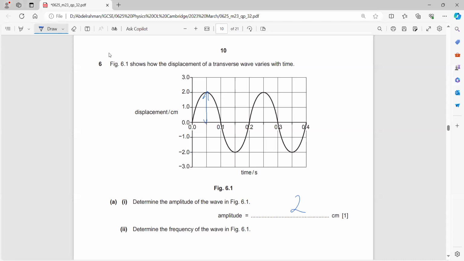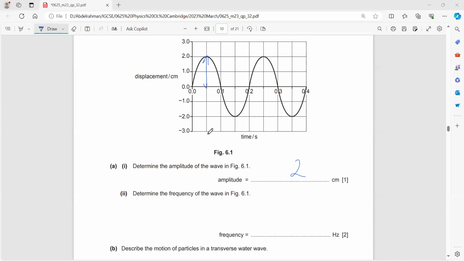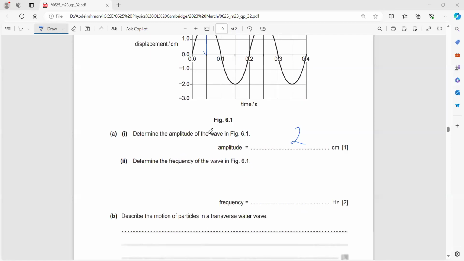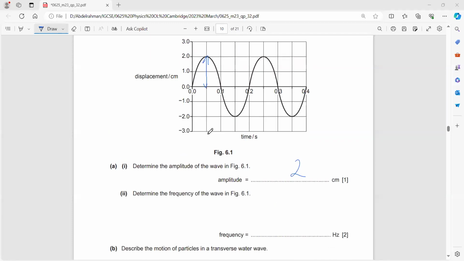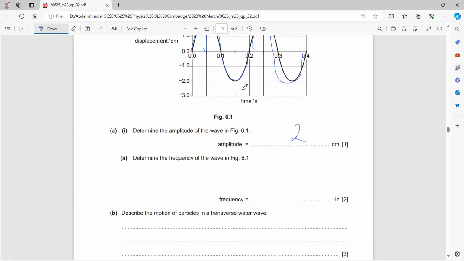Determine the frequency. How can I find the frequency? We look at the number of waves over time. Number of waves over time. The number of waves is 2. We've only done 2 waves, one wave and then another wave. So 2 waves divided by the time, which is 4. 2 over 4, which is 0.5 hertz.